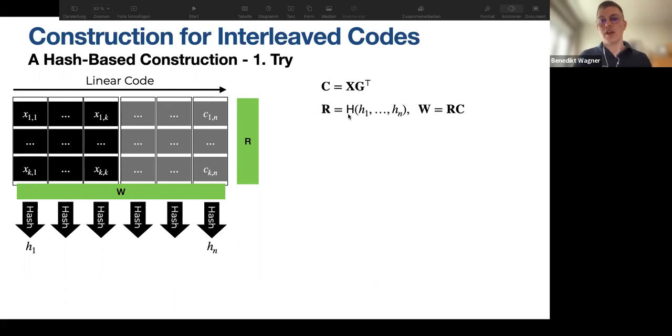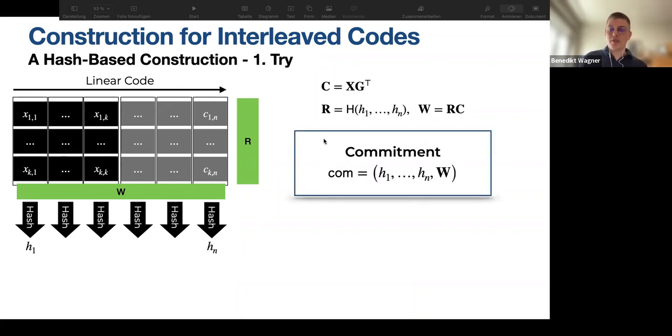So how can we implement this? Well, we can take a hash function modeled as a random oracle, apply it to the hash values and get our r. Then we take w to be r times c, so that's just combining the rows. Now our commitment would be the hash values and the w. The first thing you check when you get a commitment is that w is in the code, to implicitly check that all the rows are in the code.